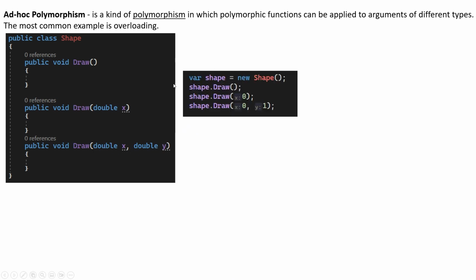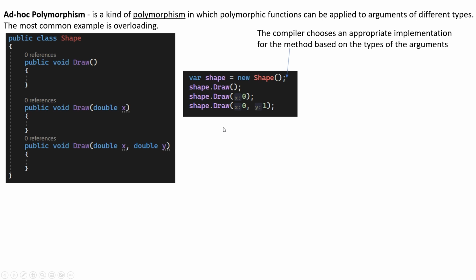And as you can see, that's the way we use it. We create an instance and now we can call it draw, draw, draw. And the compiler chooses an appropriate implementation for the method based on the types of the arguments. And here, what I really want to point out is the names are the same, but they're different. By they, I mean methods, but methods are different. They have different bodies.